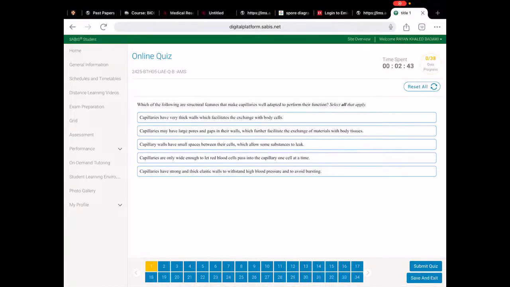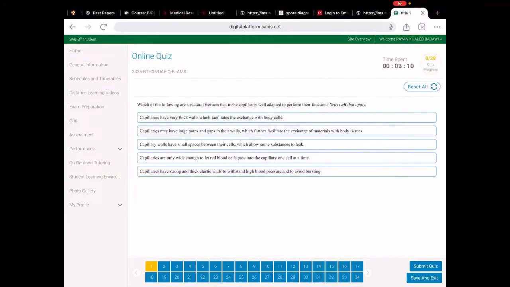Okay, yalla, I'm gonna start right now. So let's begin. First question: which of the following are structural features that make capillaries well adapted to perform their function? Remember we said at the capillaries, what do we have? We have exchange. So it's the same concept as the alveoli in the respiratory system. So of course, for us to have a quick exchange, we're not gonna have a thick wall, we're gonna have a thin wall. So that's why the first one is wrong.